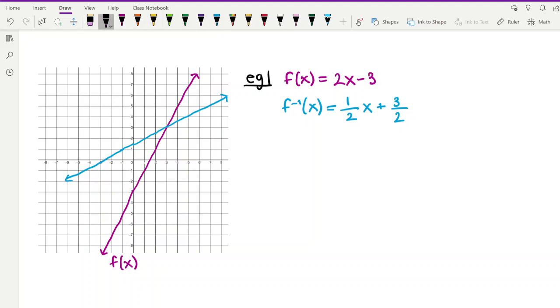So again, we can see that these functions are symmetric over the line y is equal to x. If you were to flip one of them over the line y equals x, you would get the other one. The other thing I want to point out that I think is kind of interesting, and this is always going to be true for linear functions, is that the slope of one of them is 2 and the slope of the other one is 1/2. So in general, if you have a linear function and its inverse function, they're always going to have reciprocal slopes.